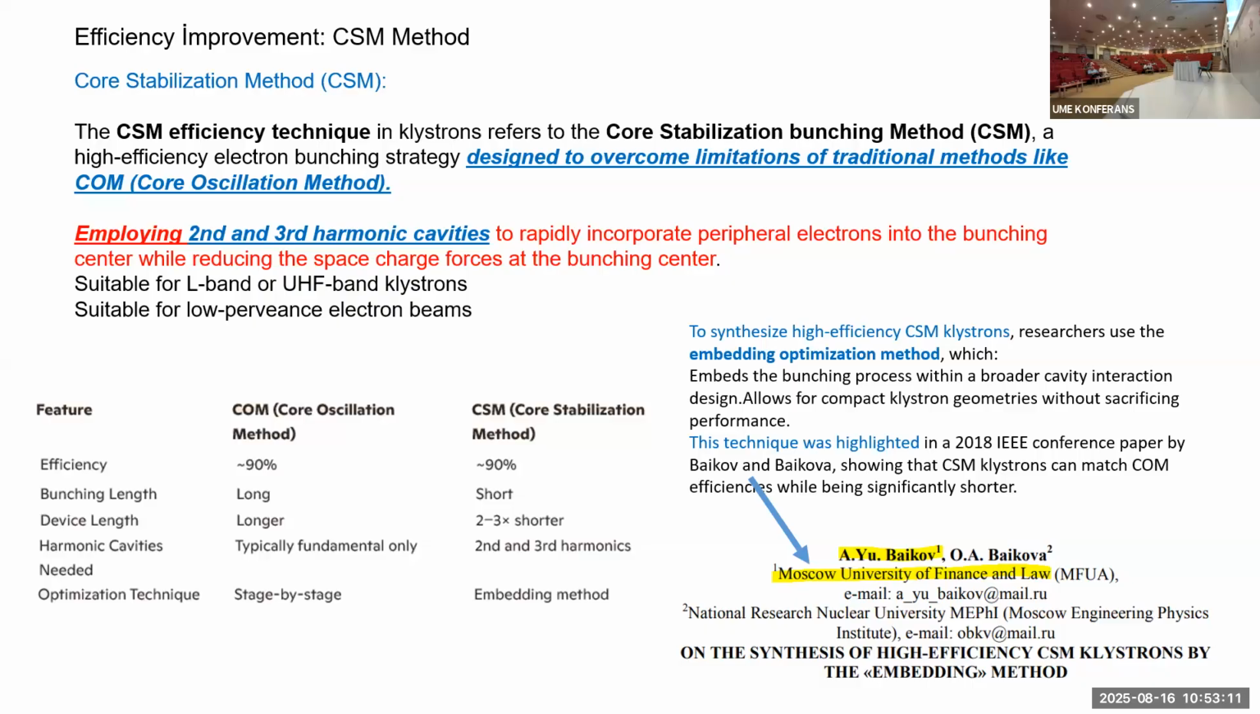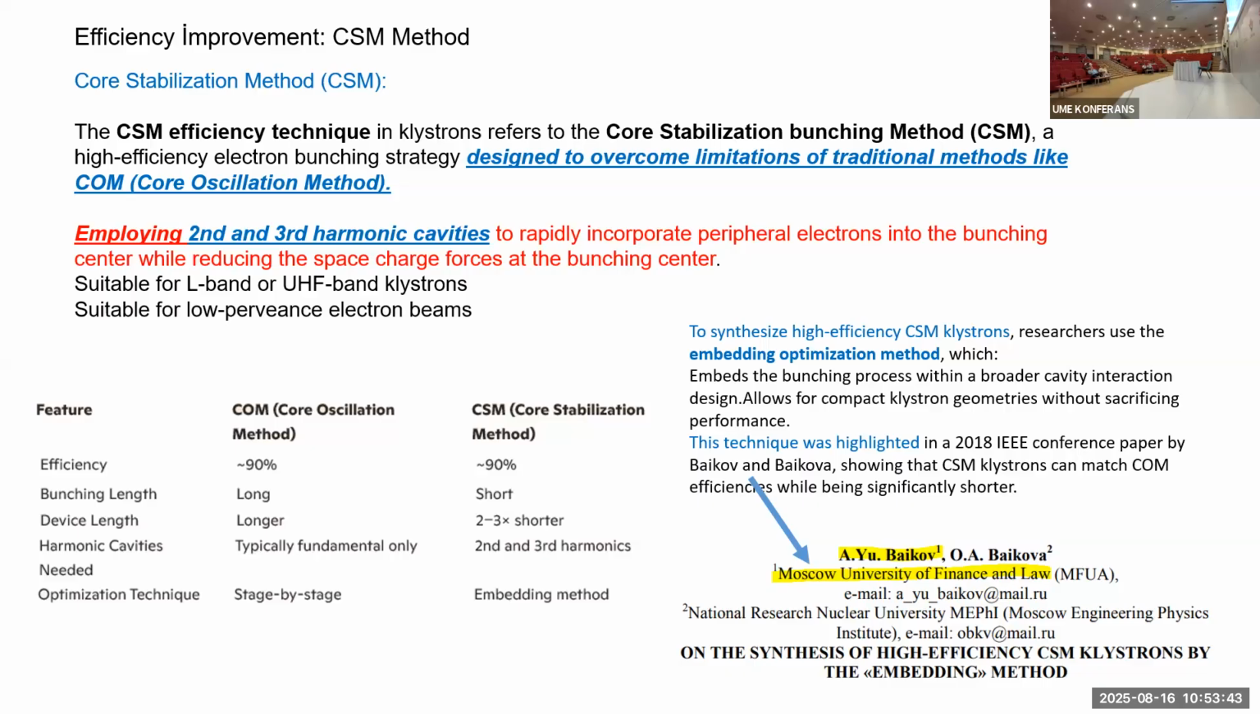deals with the second and third harmonic cavities that I discussed a little while ago. I didn't believe how it works, but it really gives good responses. With the core stabilization method, CSM, efficiency can be made up to 90%.